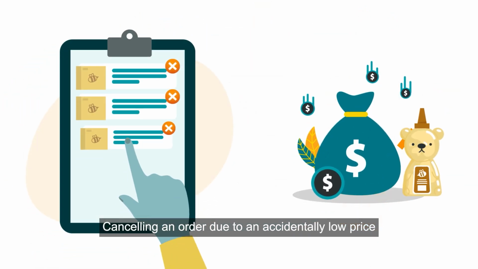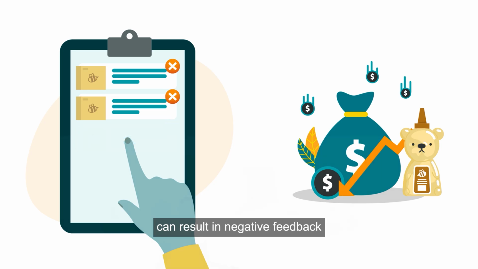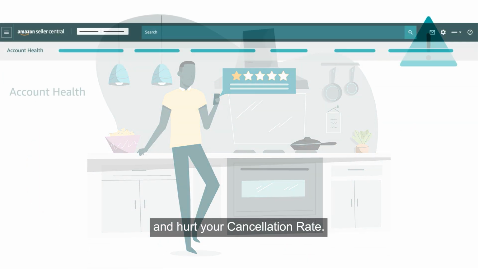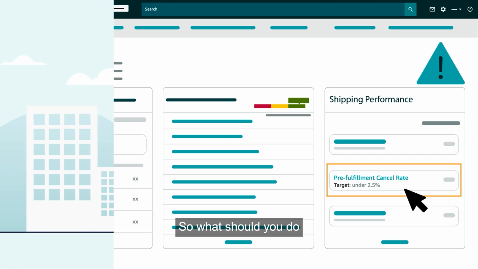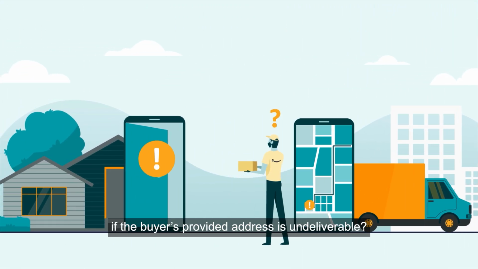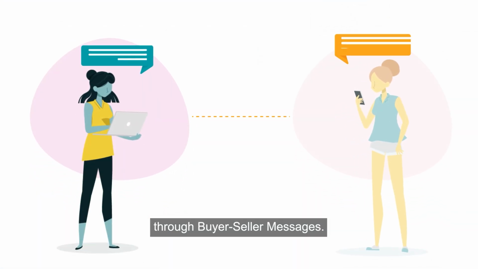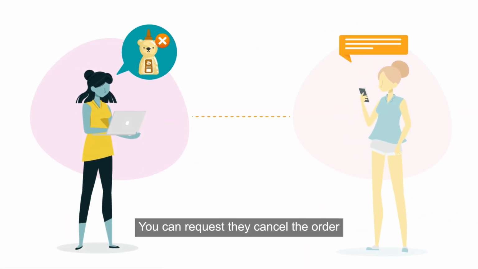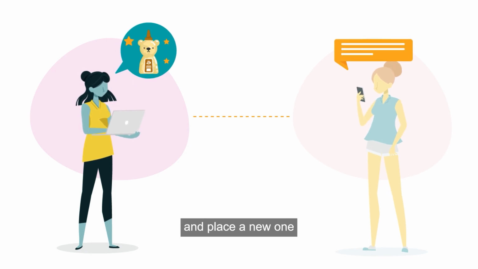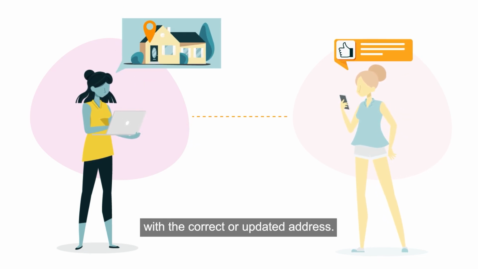Canceling an order due to an accidentally low price can result in negative feedback and hurt your cancellation rate. So what should you do if the buyer's provided address is undeliverable? If you haven't shipped the order yet, you can contact the buyer through buyer-seller messages. You can request they cancel the order and place a new one with the correct or updated address.